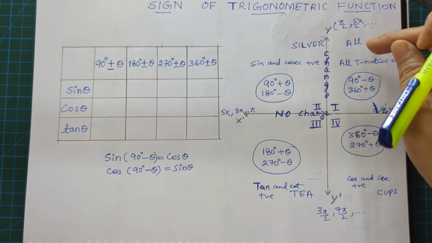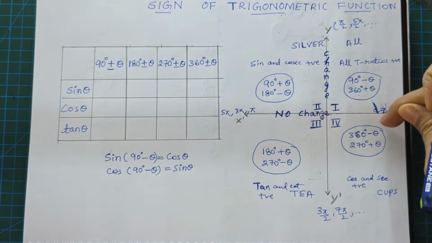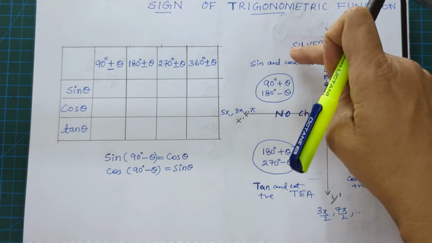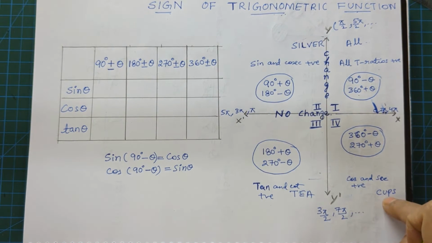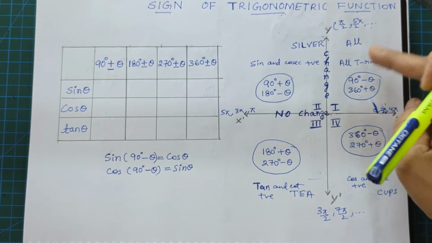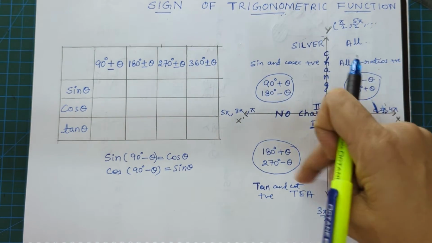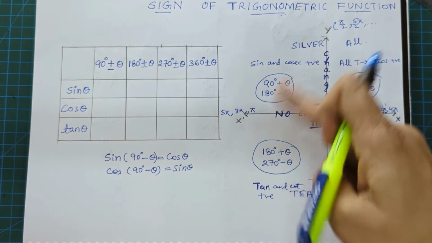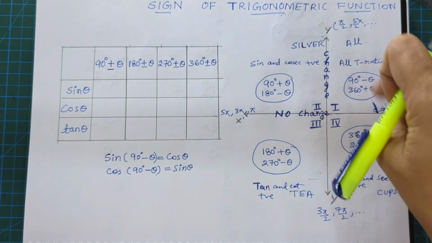Second is, we will remember something: if we are moving in anti-clockwise direction, first quadrant is all, second quadrant is silver, third quadrant is tea, and fourth quadrant is cups. All silver tea cups. If we don't want to remember in anti-clockwise direction, we can remember this in clockwise direction, that is ACTS, or all silver teacups. What is the meaning of all silver teacups or ACTS?